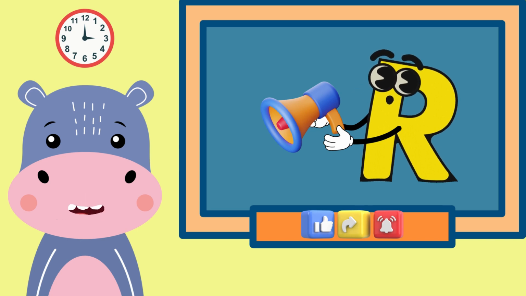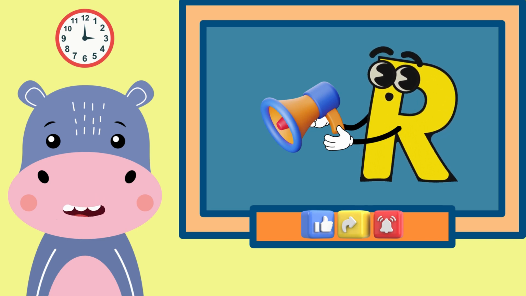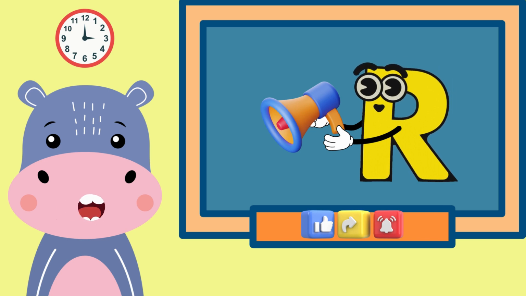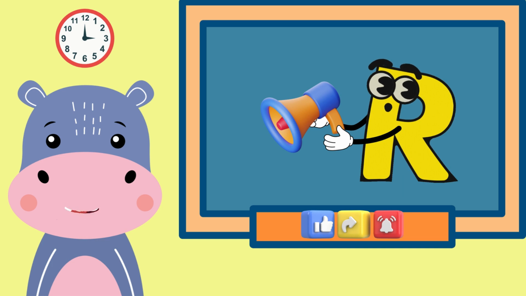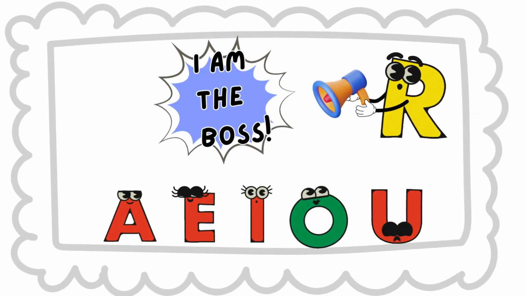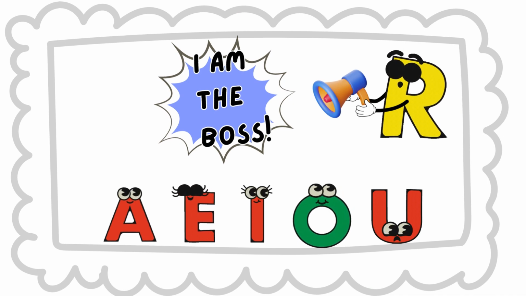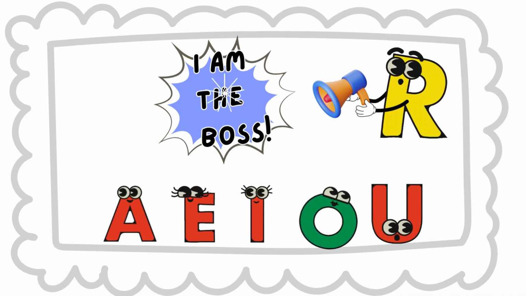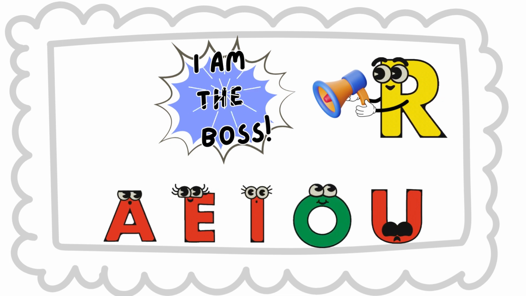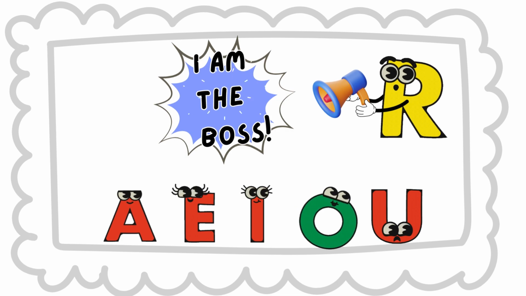Today we're diving into the fascinating world of the English language, exploring the Bossy R sound. Now you might be wondering, what exactly is Bossy R? Let's find out. Bossy R is a term used to describe how the letter R can change the sound of a vowel when it follows it in a word. This R is like a boss, exerting its influence on the vowel sound and changing it into something unique.